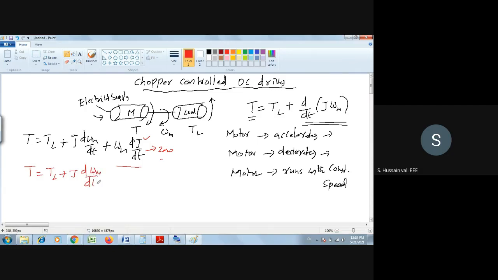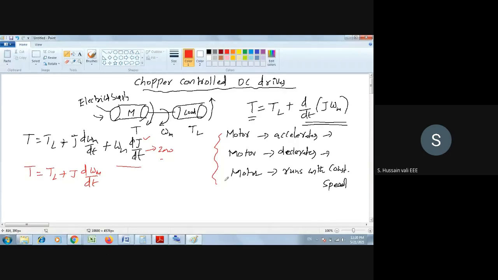Now this omega m, what is d omega m by dt? d omega m by dt is nothing but the angular acceleration. Okay, so now coming to the cases, three cases are there. When you connect the motor to the load and just start giving the supply to the motor, what do you generally expect? You will expect acceleration because the speed is now zero.